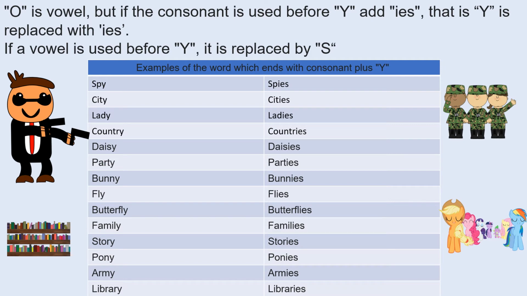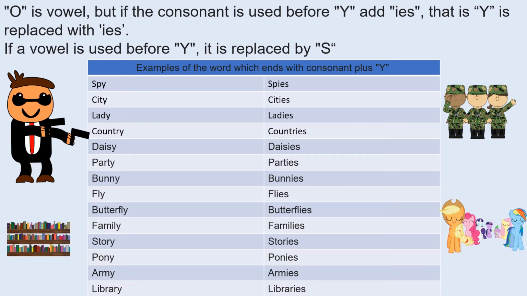Now here are some examples of plural nouns adding ies. The word ending with y and having a consonant before y ends with ies in plural. Once again, let me repeat. If a word ends with y and has a consonant before y, then you remove the y and add ies.